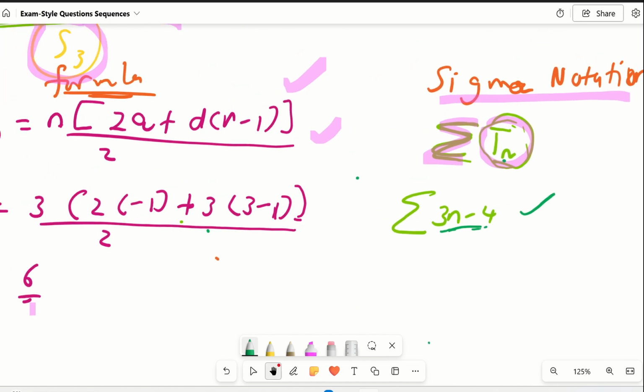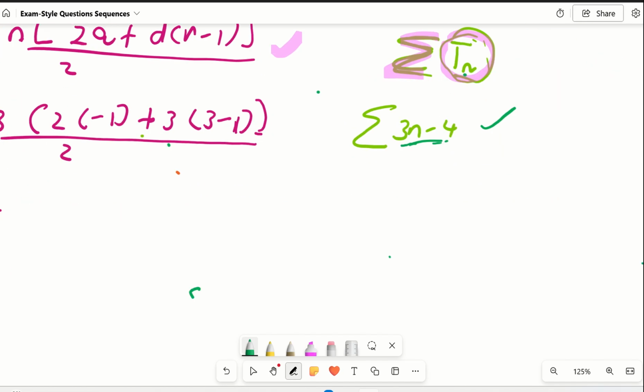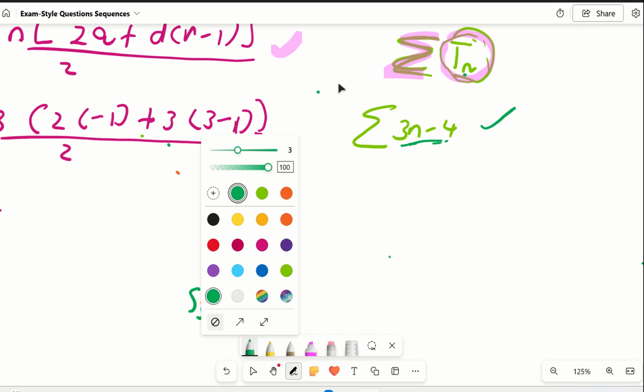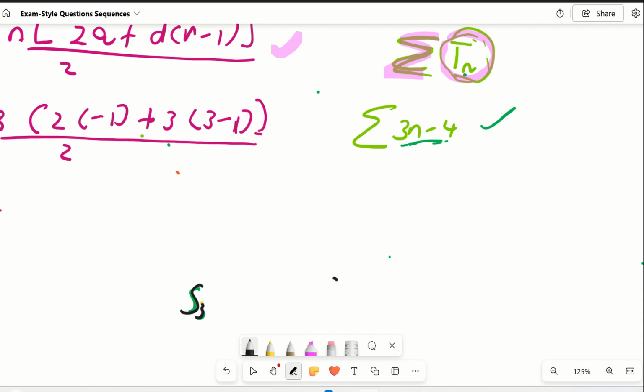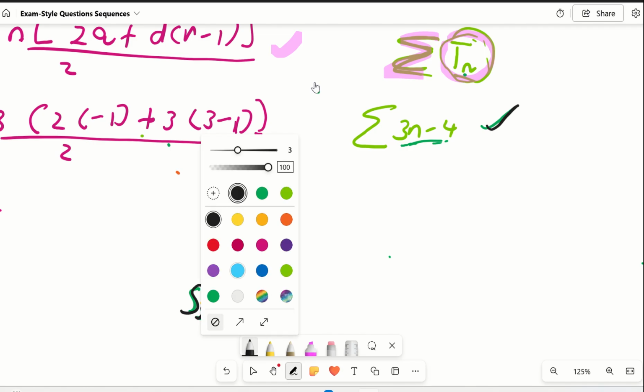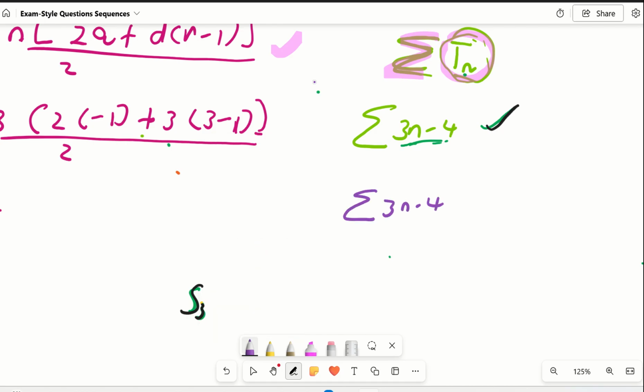Now, the question was find S3. S3, different color. Let's use black. S3, sharp. Now, how do we use this sigma notation to find S3? Since you're looking at the first three terms, you're going to go sigma, everything remains the same, right? And then you put n equal to 1. And then since you're looking for the sum of the first three terms, you're going to put 3 there.